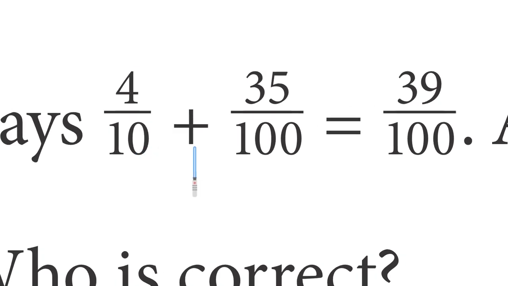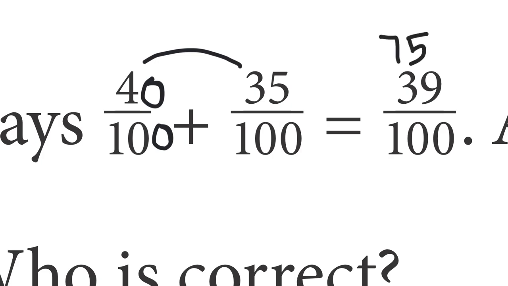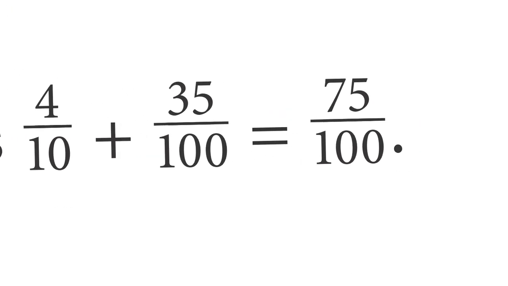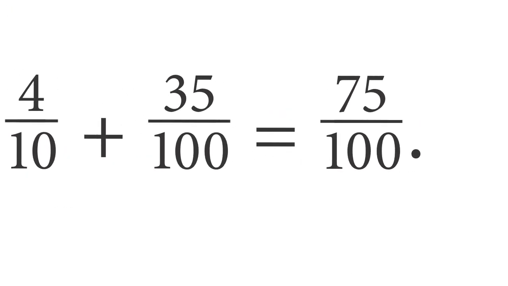How can I add tenths and hundredths? By changing this number to match. Remember our zeros rule? Now I can actually have hundredths. What is 40 plus 35? Well, actually it's 75. So I disagree with this. Did Ari get the number that we got? Yes, Ari did. Ari got 75.